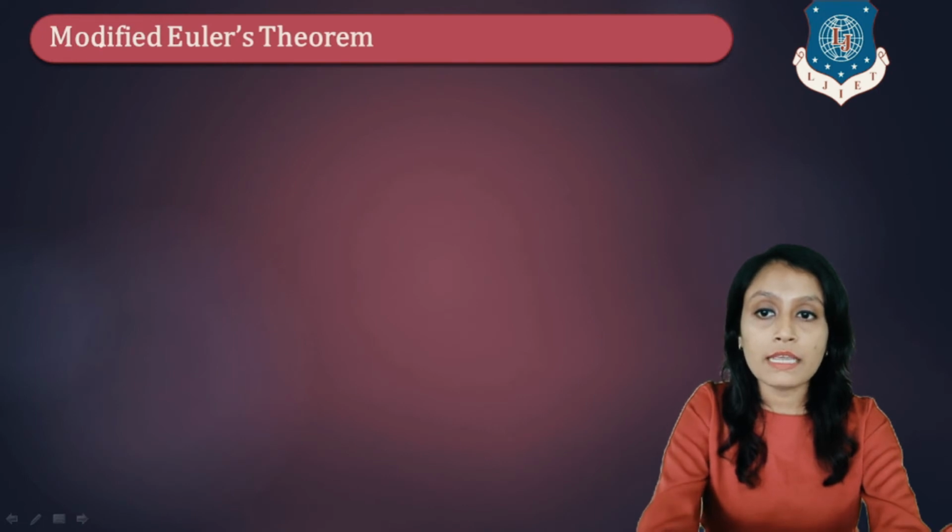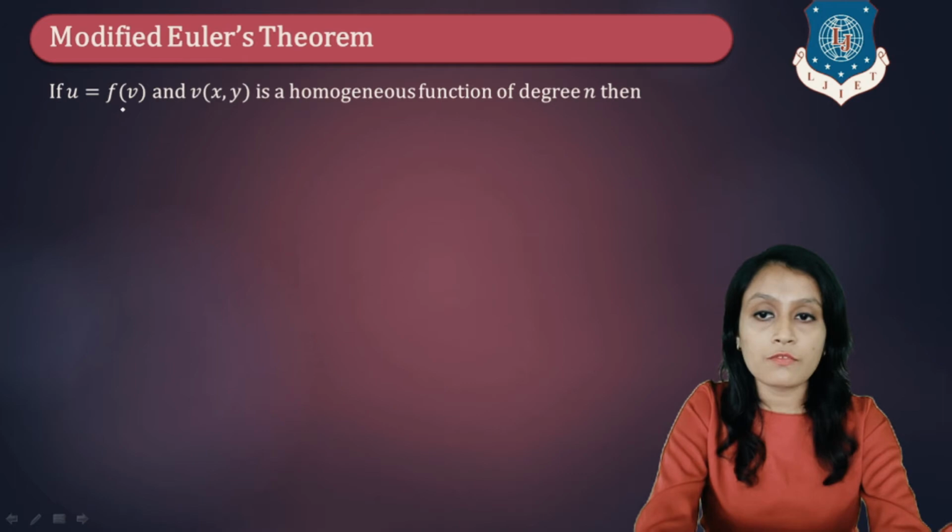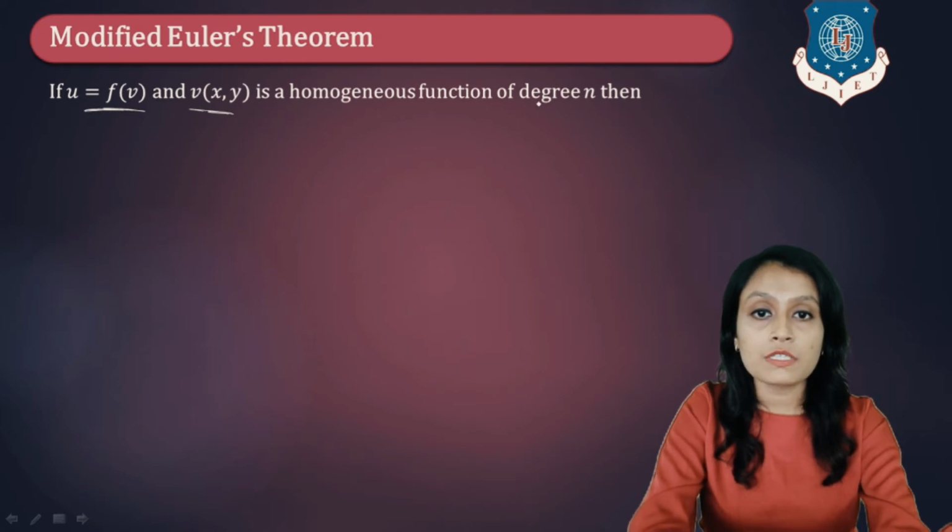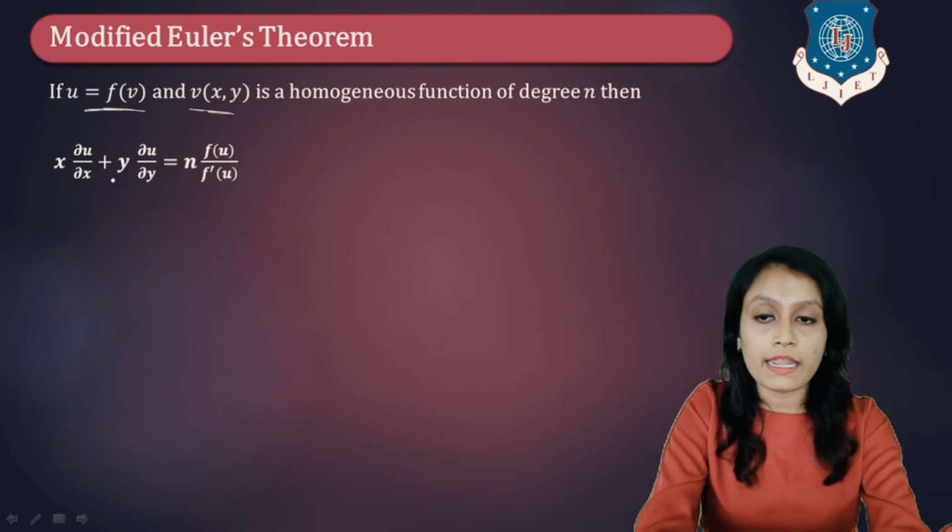Now let's study the modified Euler's theorem. If u is equal to f of v is given, so u is some function of v, and this v is a homogeneous function of degree n, then x del u by del x plus y del u by del y is given by the formula n f of u upon f dash u. So here u must be some function of v, and then this v must be a homogeneous function. Then we can apply this formula.